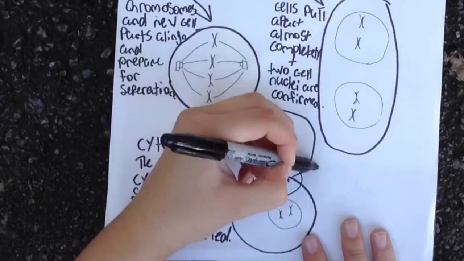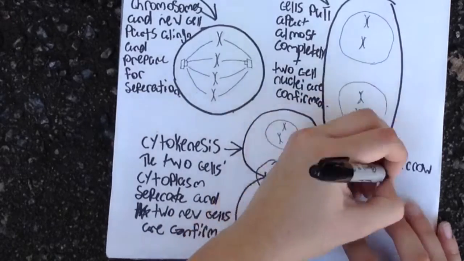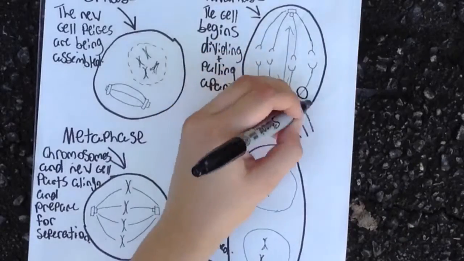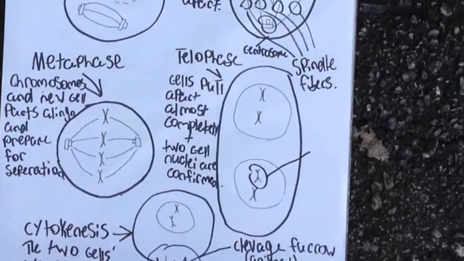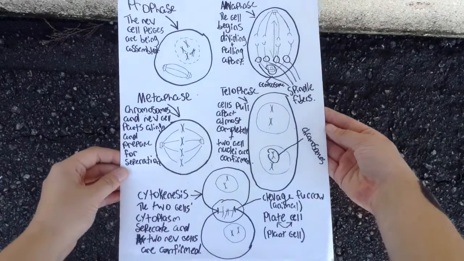All the cytoplasm collects in the middle in order to be evenly separated. It is called the cleavage furrow in animals and the cell plate in plants. These are the spindle fibers which help pull apart the cell, which originate from the centrosome. These here are the chromosomes, which are made of chromatin, which have chromatids which carry DNA.